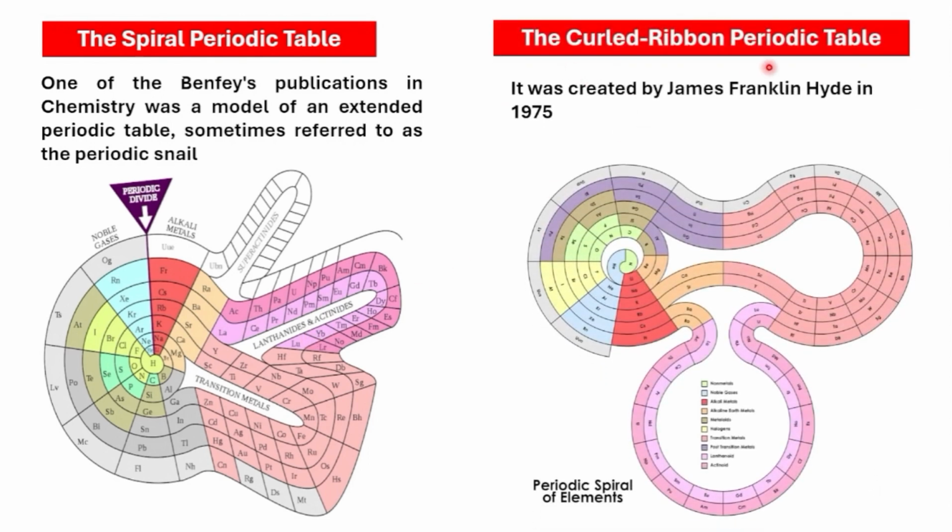Next one is the curl-driven periodic table. It was created by James Franklin Hyde in 1975. So this is also another extended version of that racetrack periodic table, and you can see it starts from here and all the way it goes there, and here we have the D block elements this side, and after that going here these F block elements come this side. So these are the different versions of a racetrack periodic table.